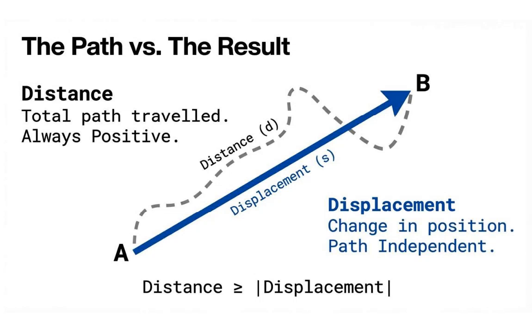Displacement, on the other hand, is more straightforward. It's the change in position from the starting point directly to the end point, regardless of the path taken. It's like drawing a straight line from point A to point B. This makes displacement independent of the path, and its value can be positive, negative, or zero depending on direction. Importantly, the distance will always be equal to or greater than the magnitude of the displacement, since the traveled path can't be shorter than the straight line between the start and end points.